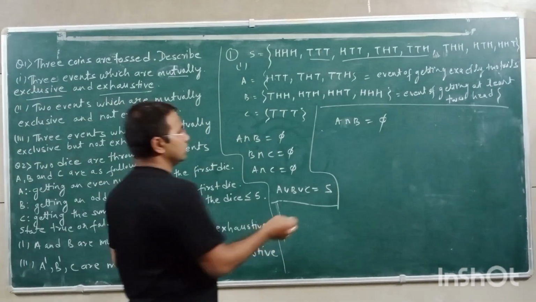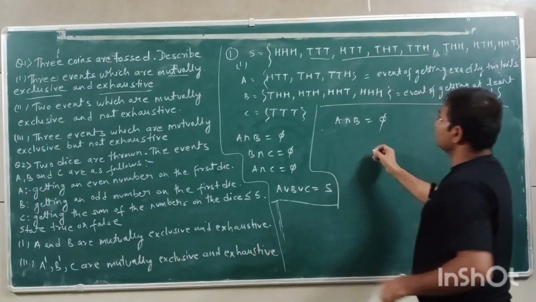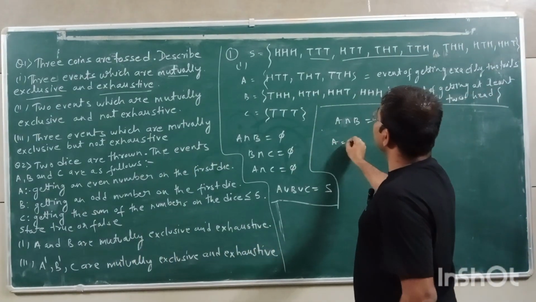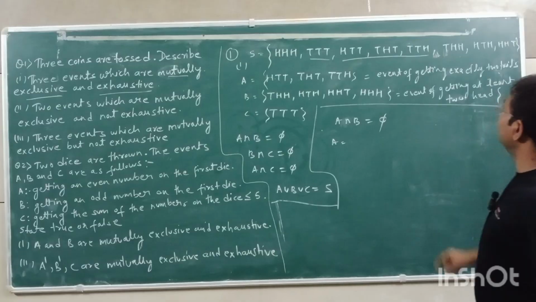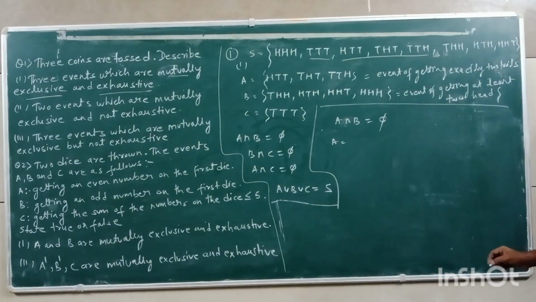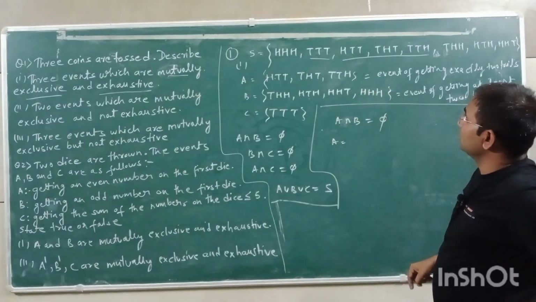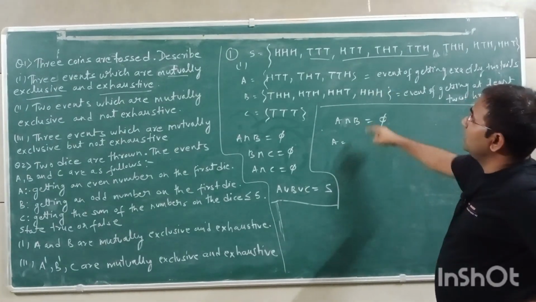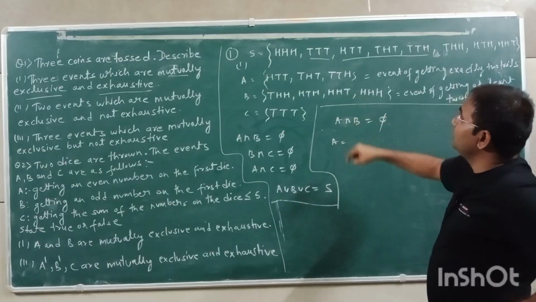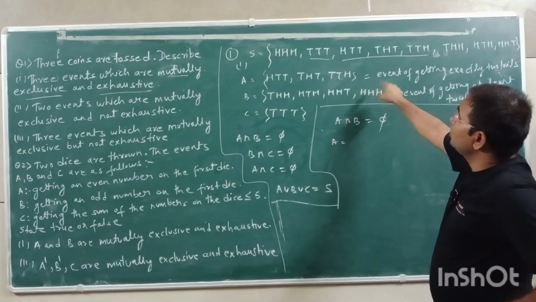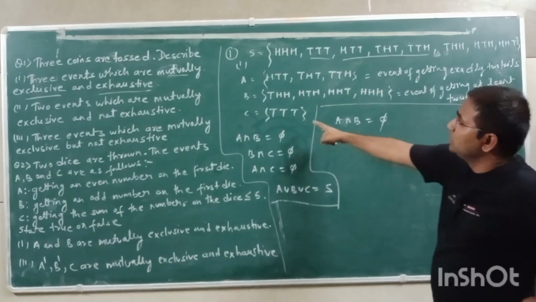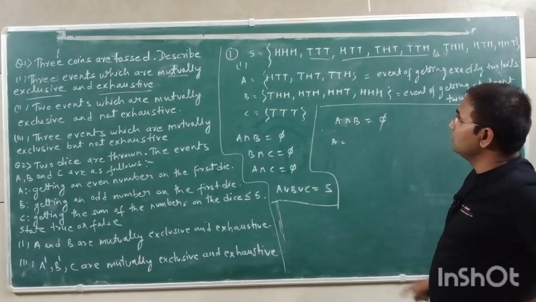Sample space, not get. Suppose we take this event as the event of getting exactly two tails. Then if you take A intersection B, what you will get is phi. And if you take A union B, then you will not get the whole sample space. Triple tail will be left.